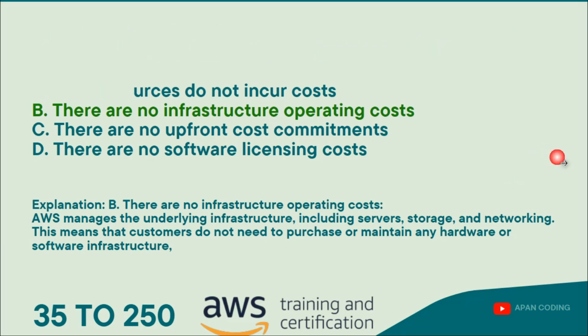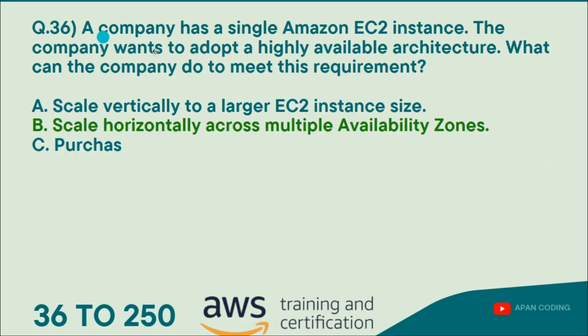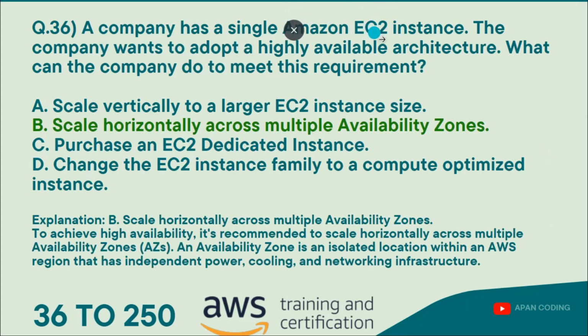So now move on to the next, we will see question number 36. A company has a single AWS EC2 instance. The company wants to adopt a highly available architecture. What can the company do to meet this requirement? It will scale horizontally across multiple availability zones. You know very well, friends, an availability zone is inside the region; there are two, maximum two availability zones in one region.